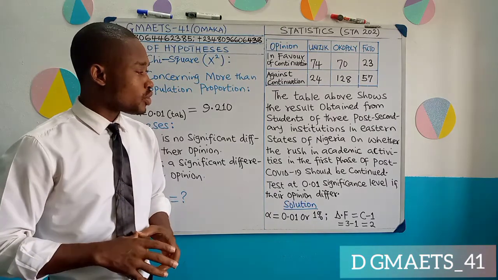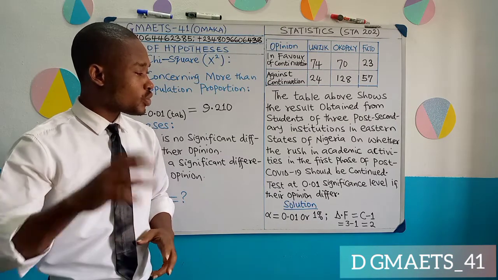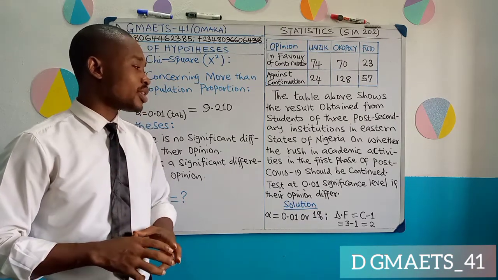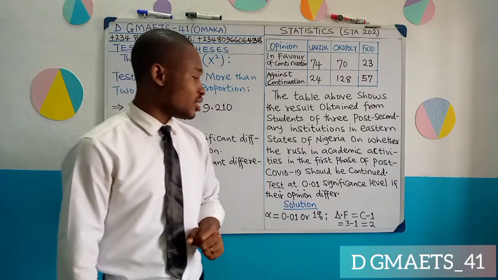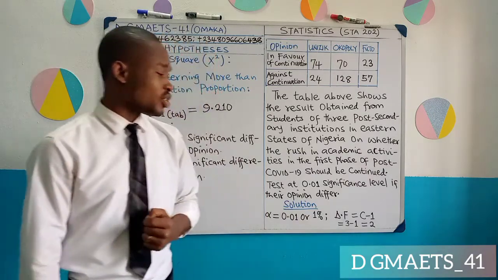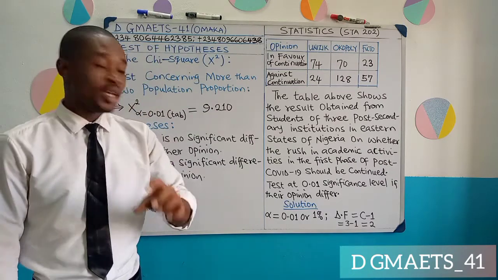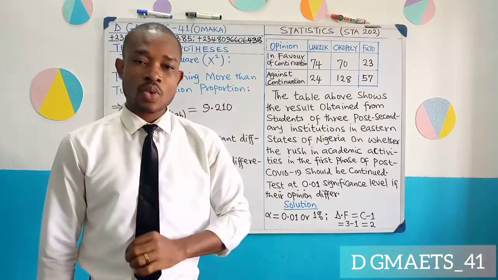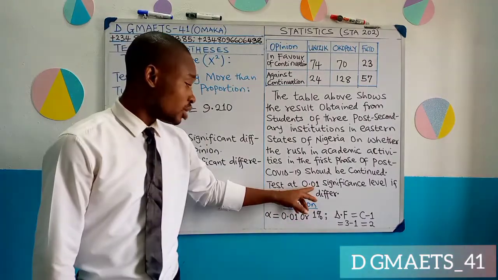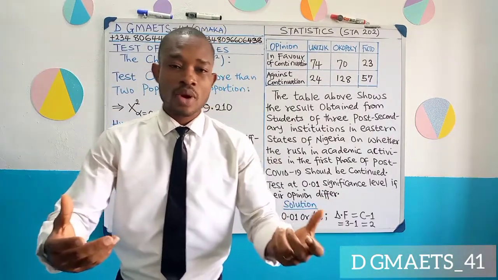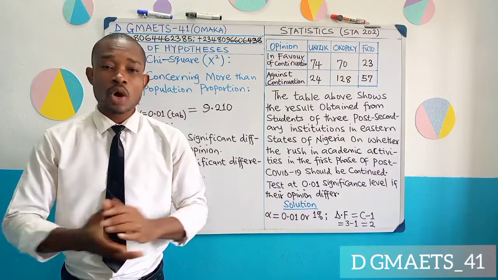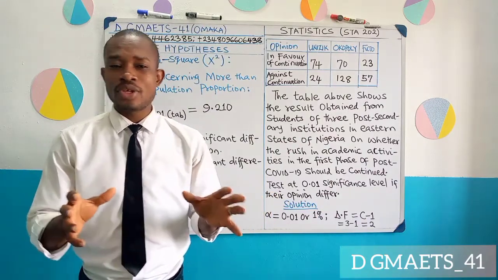The table above shows the results obtained from students of three post-secondary institutions in eastern states of Nigeria on whether the rush in academic activities in the first phase of post-COVID-19 should be continued. Test at 0.01 significance level if their opinions differ. So that's our interest. We want to find out if their opinions differ. Now, how do we do this?